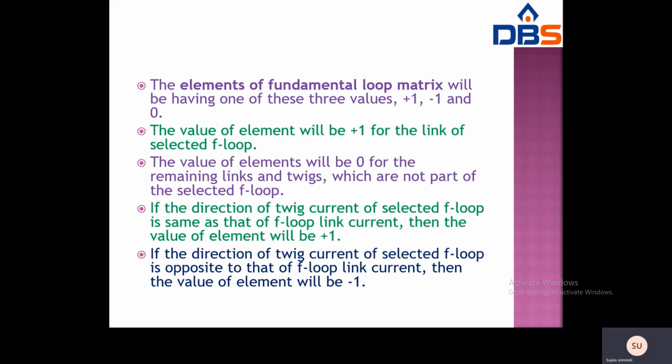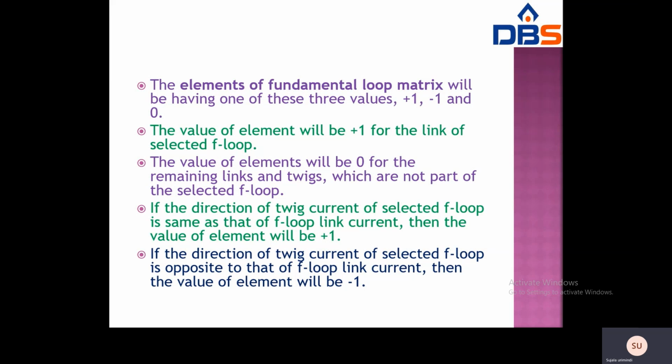If the element direction and the loop direction are opposite, then it is minus 1. If it is not related, then it is 0. So the value of the element will be plus 1 for the link of the selected f-loop. The value of the elements will be 0 for the remaining links and twigs which are not part of the selected f-loop. If it is not part of that, then we take it as 0.